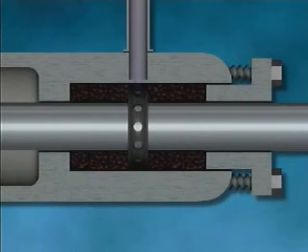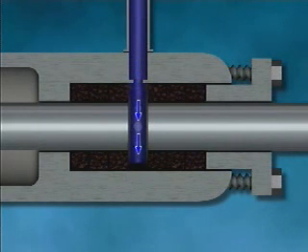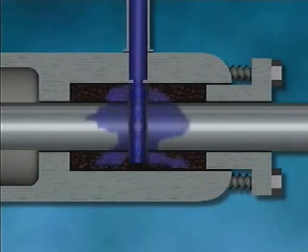The gland seal line directs liquid, called seal liquid, into one of the holes in the outside edge of the lantern ring. The seal liquid flows around the lantern ring and through the holes in the ring, where it's then distributed into spaces around the packing and the shaft. This flow of liquid helps keep the packing cool.